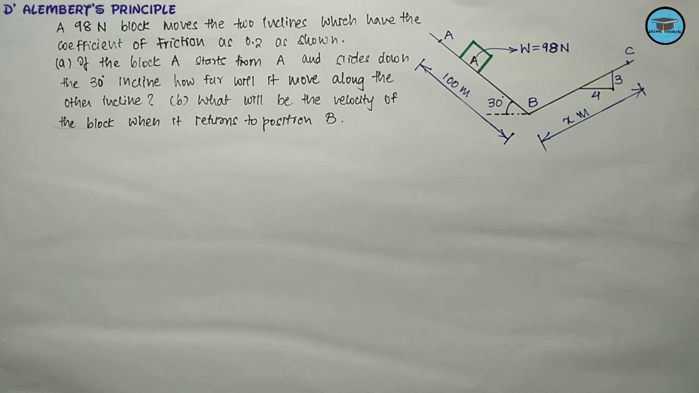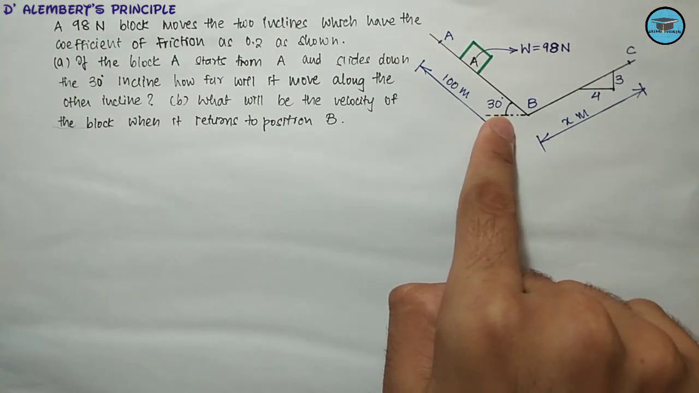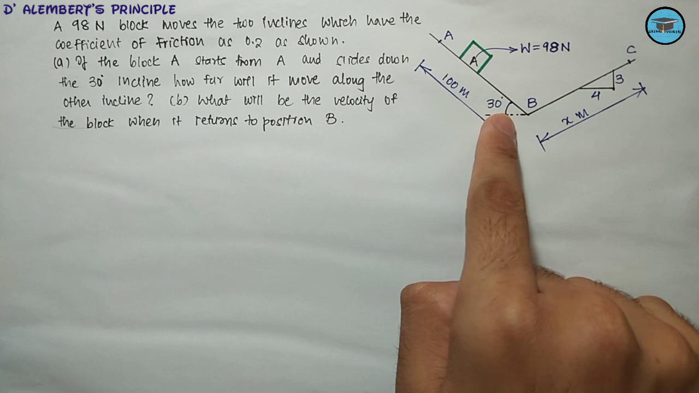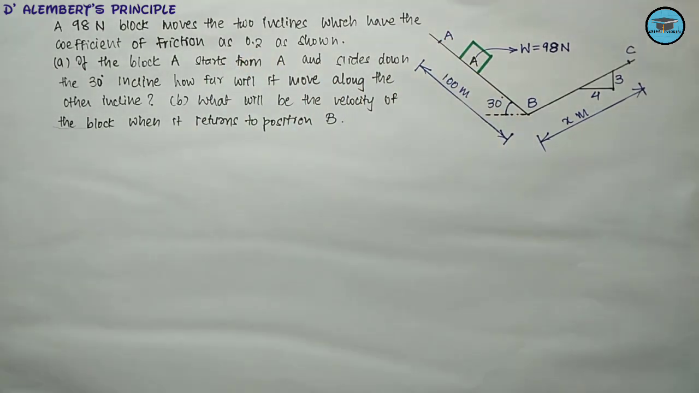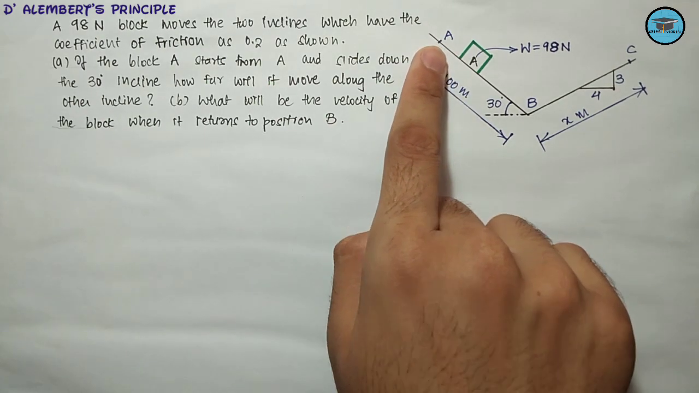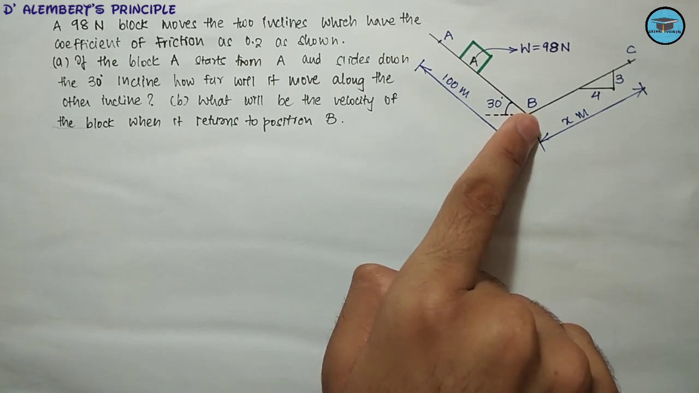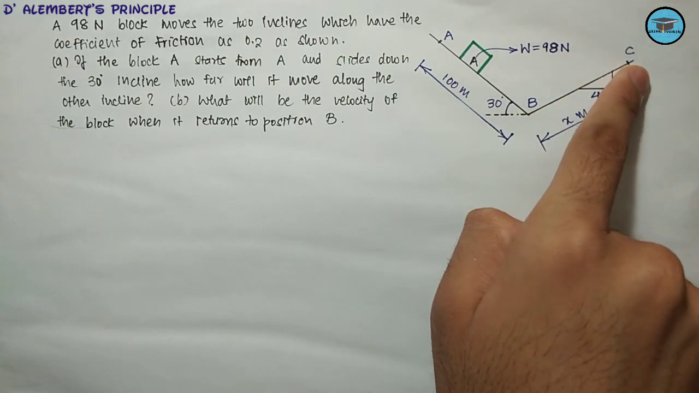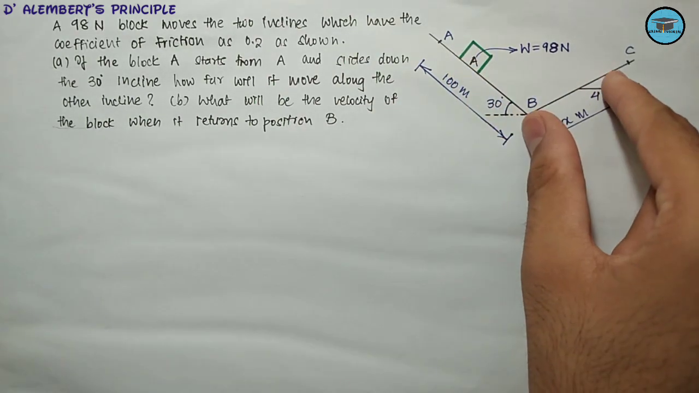The problem consists of a block having a weight of 98 Newton, placed on an inclined surface which is inclined at an angle of 30 degrees, and the coefficient of friction is 0.2. The block starts from point A and moves down the slope, and then it climbs up this slope. We need to determine the distance that this block will travel up the slope.